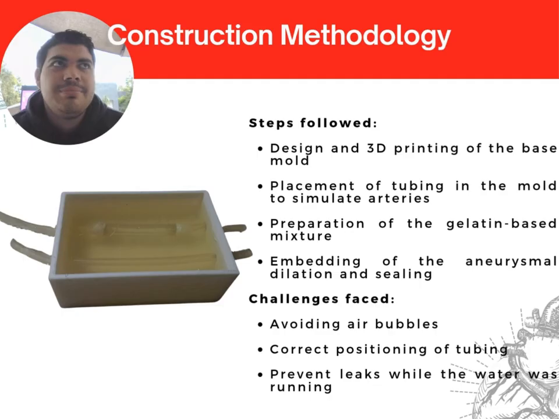Then, with the previously mentioned materials, we proceeded to build the phantom. We followed these steps. First, we designed and 3D printed the base mold, which is the white one in the image. Then we placed the tubing in the mold to simulate the arteries and the vessels. We prepared the gelatin-based mixture, and we did the embedding of the aneurysm, dilation, and sealing.